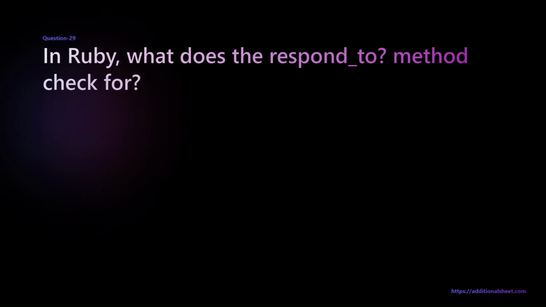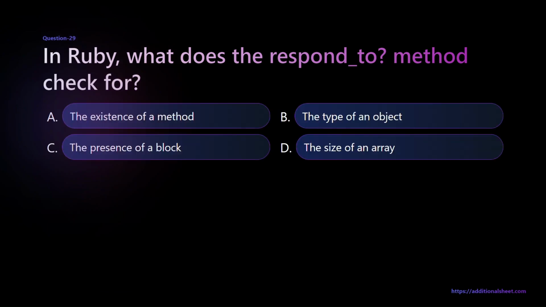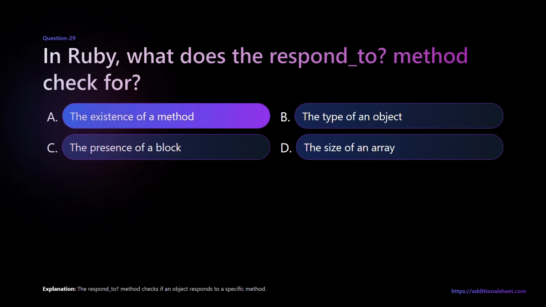In Ruby, what does the respond_to? method check for? Option A, the existence of a method. Option B, the type of an object. Option C, the presence of a block. Option D, the size of an array. The correct answer is option A, the existence of a method.